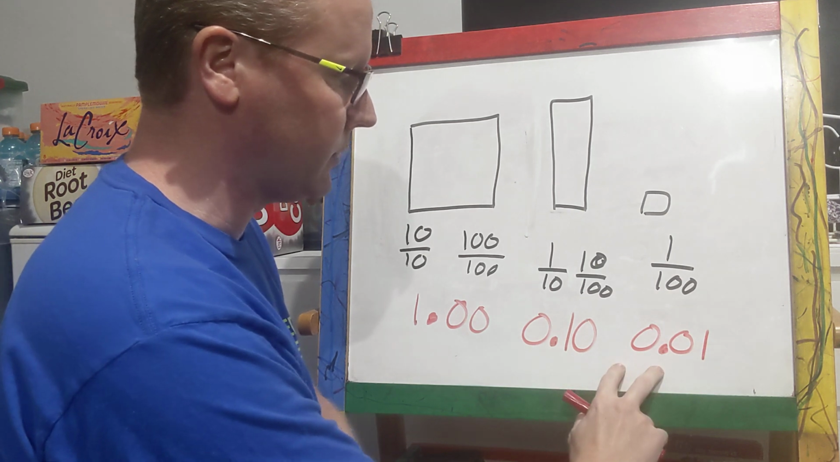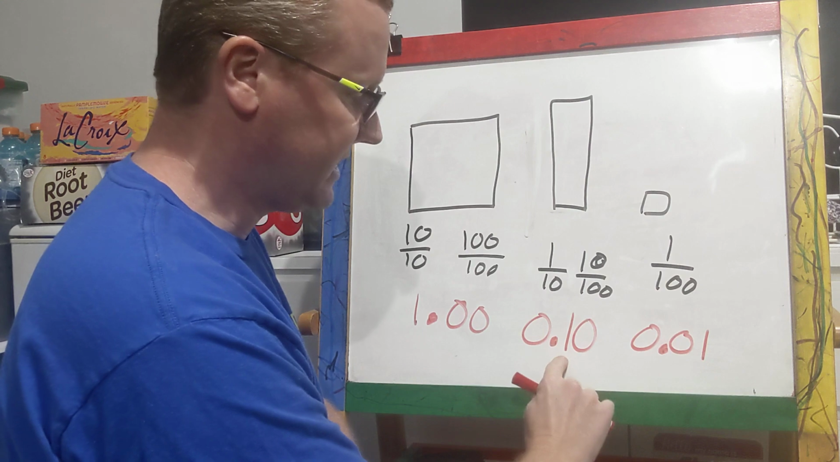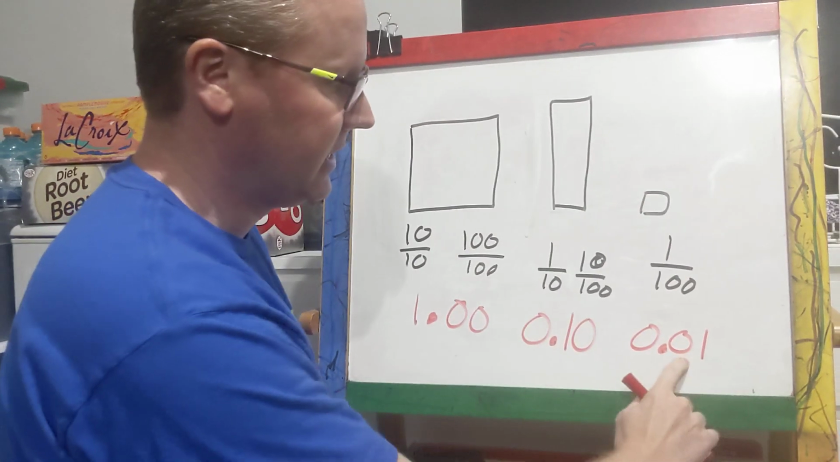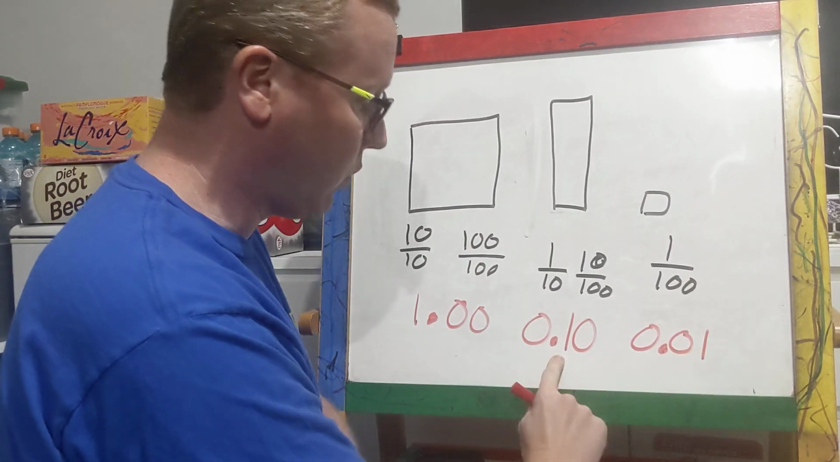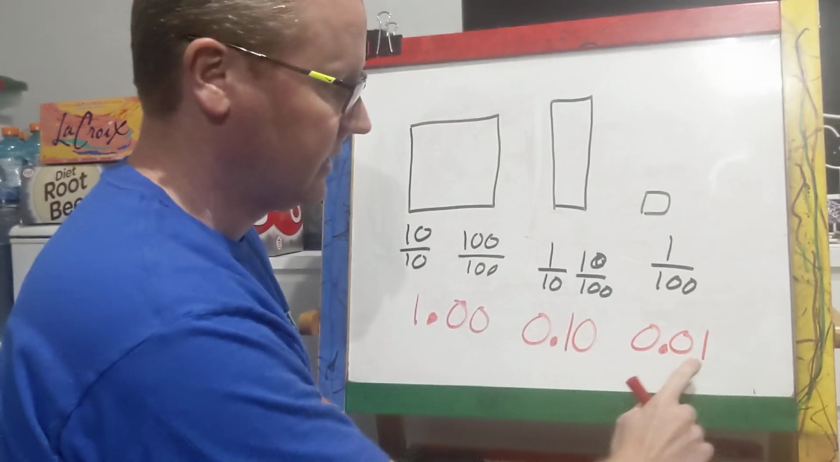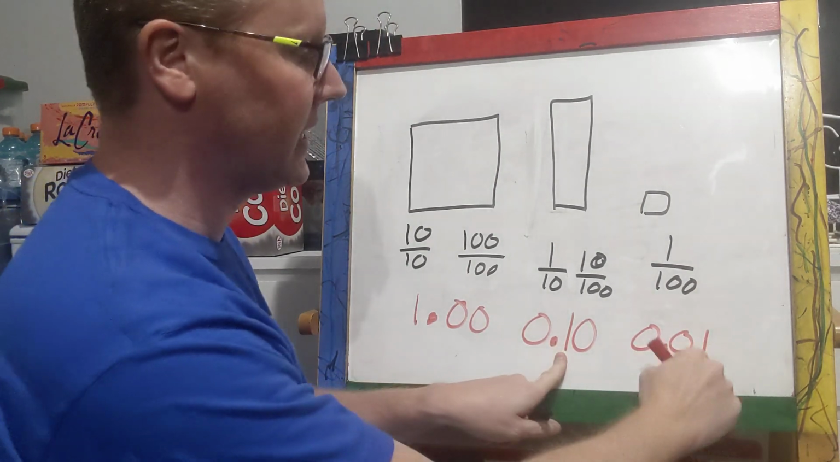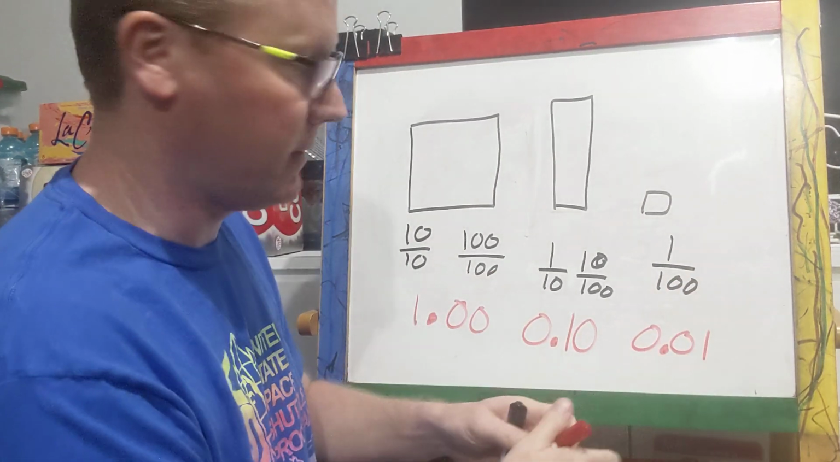Keep in mind that these two, a lot of you guys when you were doing the work last time, you said that these were equal. Pay attention to where the zeros are. This is tenths or dimes. So we have 1 dime over here, 0 dimes. This is pennies, and this is pennies. So we have 0 pennies, 1 penny. So 1 dime is bigger than 1 penny.